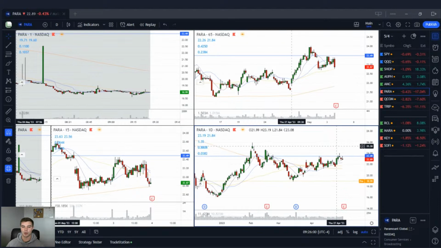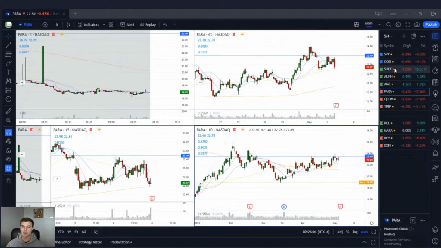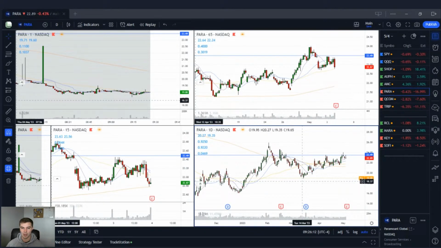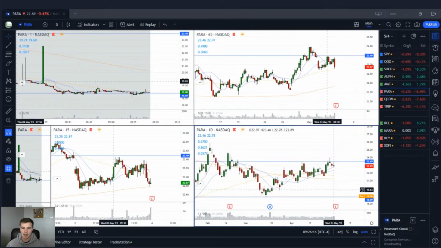Next up, first short idea is Paramount Global. So this one, same as Shopify, is a really nice gap, but it is gapping 17%, so that's getting into that extended range here. Be mindful of that. It is gapping right at that support at $19.